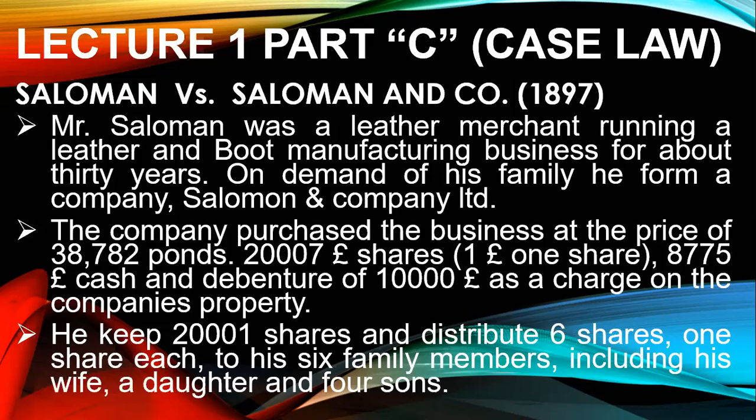The company purchased the business at the price of 38,782 pounds. That was the amount fixed at that time for purchasing the business. Out of this, 20,007 pound shares were issued, 1 pound, 1 share, that was the ratio at that time. While 8,775 pounds were given to Solomon as cash, and a debenture of 10,000 as a charge on the company's property. Here you will have to focus on the charge on the company's property.